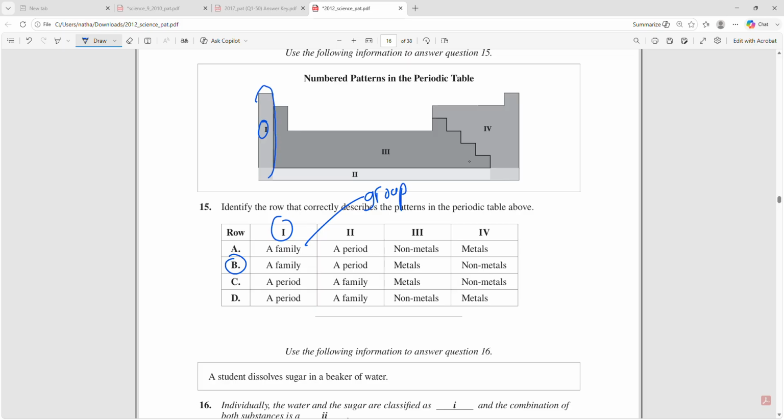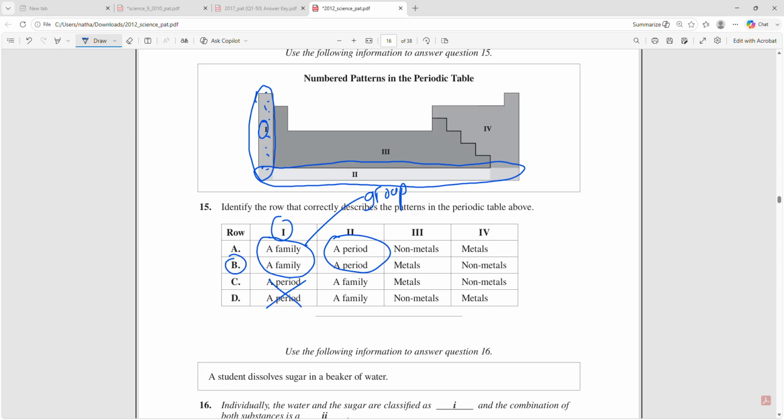So groups are the ones that are vertical, these columns. These different elements have similar properties when they're in a group. So one is definitely a group, so we can rule that out because that's not correct. A period, however, is anything that's in the same row. We call that a period. So we have a family and then a period next. We could still be either of these two.